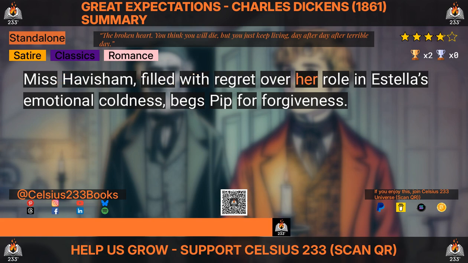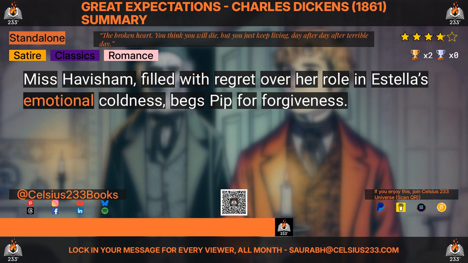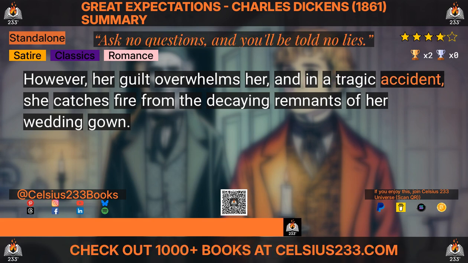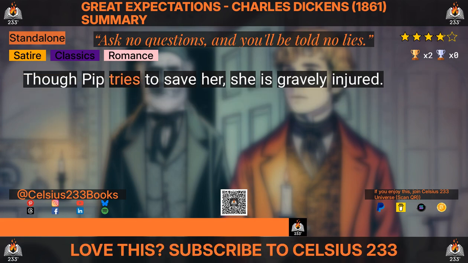Miss Havisham, filled with regret over her role in Estella's emotional coldness, begs Pip for forgiveness. However, her guilt overwhelms her, and in a tragic accident, she catches fire from the decaying remnants of her wedding gown. Though Pip tries to save her, she is gravely injured.